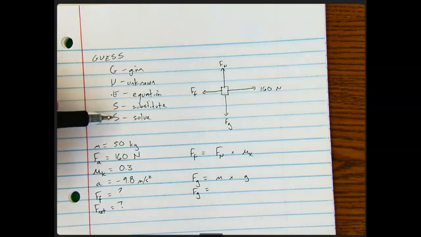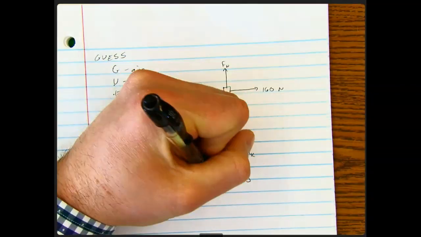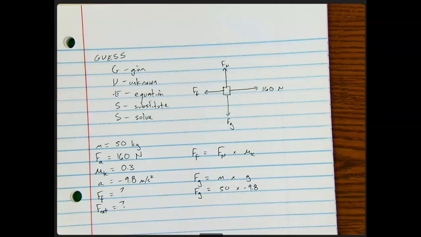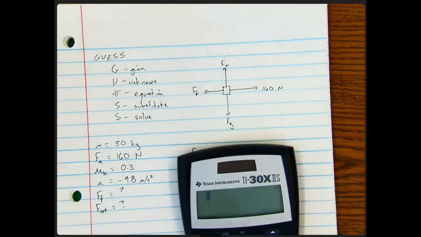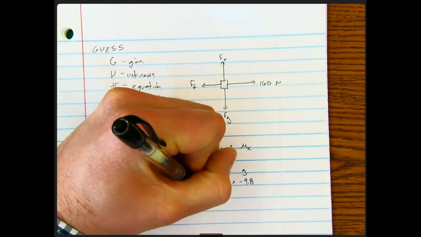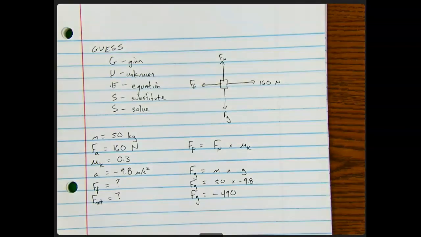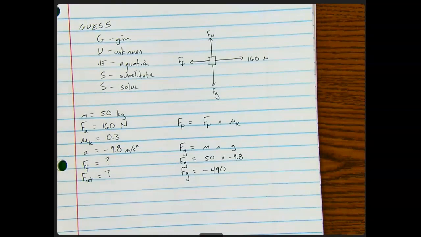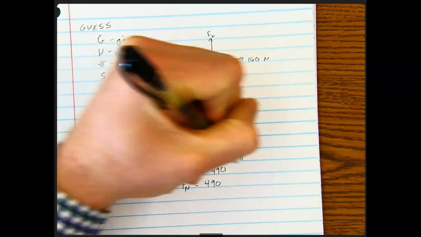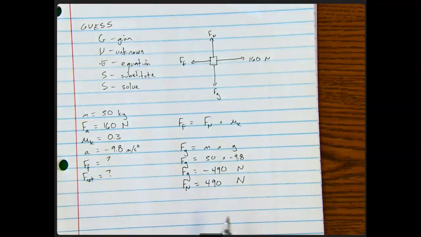So this is where I can substitute and solve. I can find the force of gravity by doing 50 times negative 9.8. Doing that on the calculator really quickly is negative 490. So the force of gravity is negative 490. And the normal force is equal and opposite to that, so my normal force is that same number, but positive. These are both measured in newtons. So force of gravity is negative 490, and the normal force is positive 490.